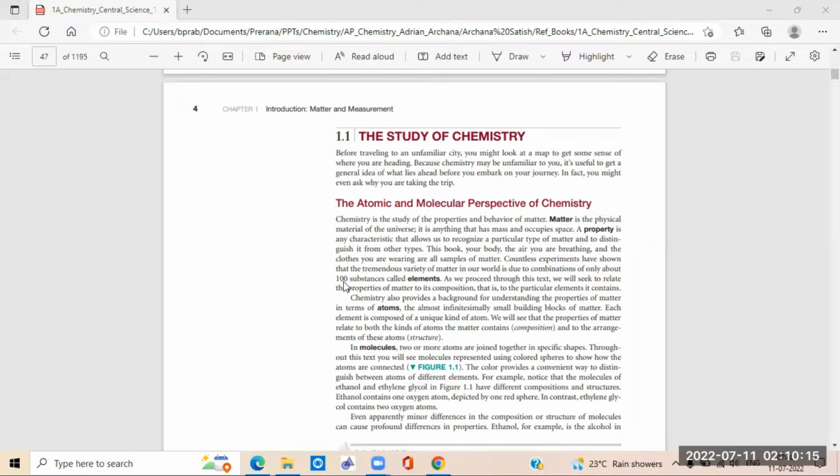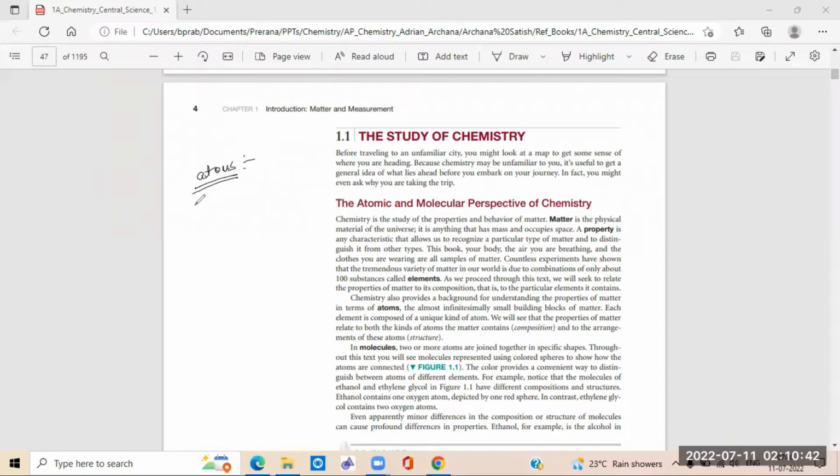Now, when we start with matter, can you tell me what the smallest minute particle of any matter is? Electrons? Yeah, if you consider it, it is the atoms. Atoms are the smallest minute particles of any matter we see around us.